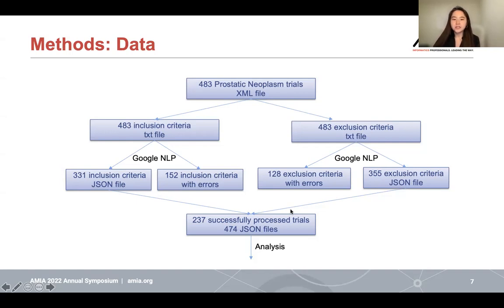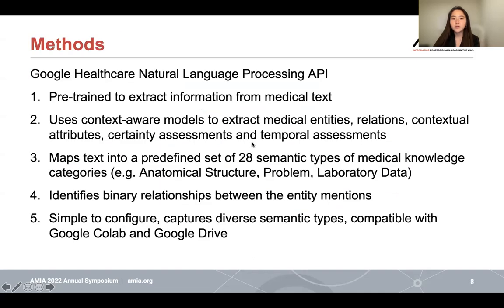Then these 966 text files were processed using the Google Healthcare Natural Language API. However, some of the text files failed to process due to resource exhaustion from a rate limit in the number of requests the API could take in a minute. The number of trials that were considered for the final analysis was 237, which had both the inclusion and exclusion criteria processed successfully.